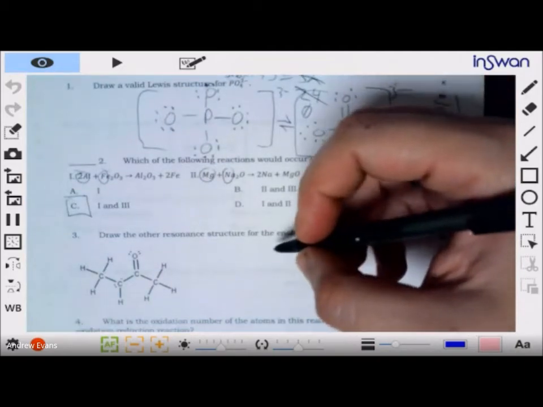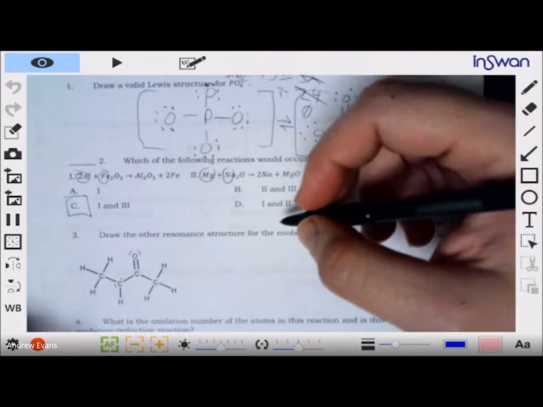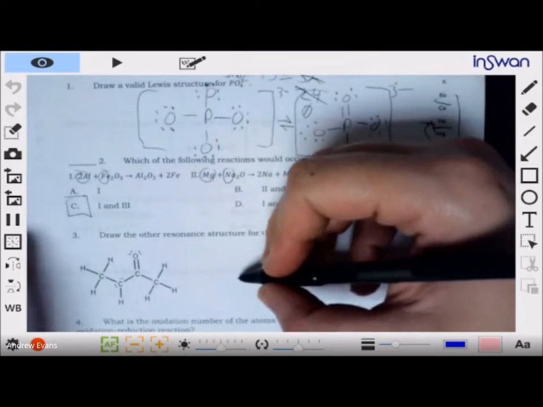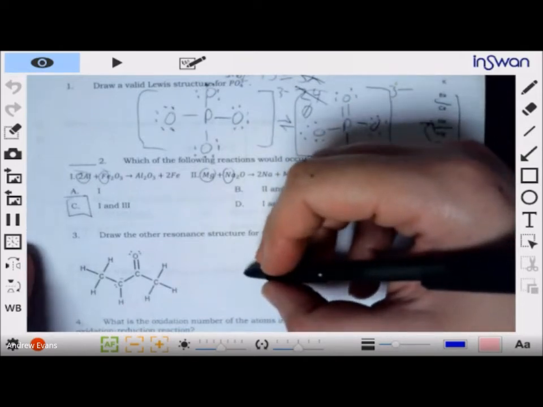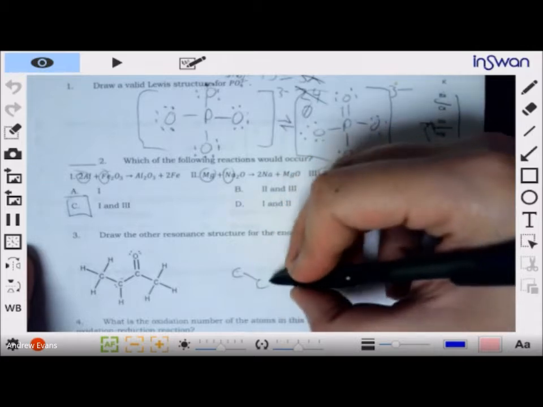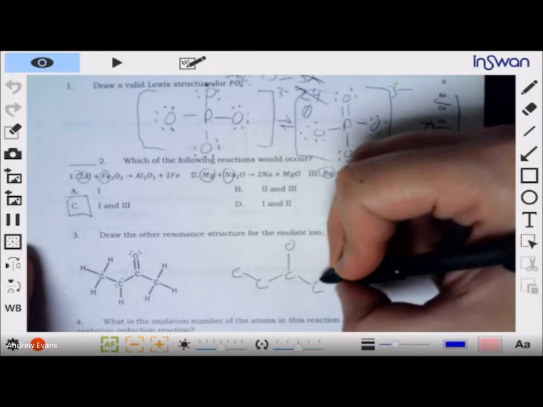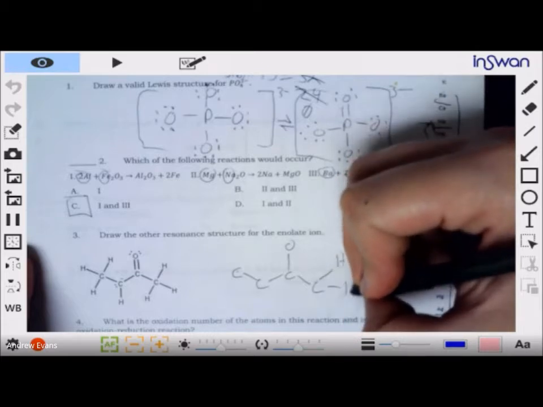Now, while this problem 3 was not meant to be difficult, if you did not remember what a resonance structure is and how to draw one, it could be most difficult. So start with all the same number of single bonds. So you would keep all the same initial bonds. I'm just drawing the carbons first before everything else.